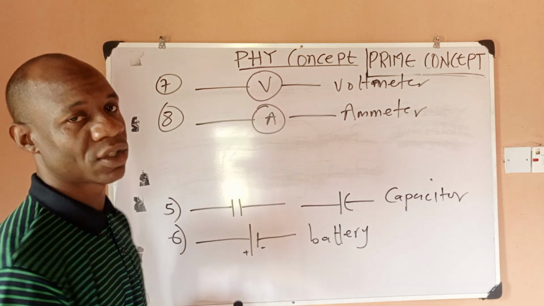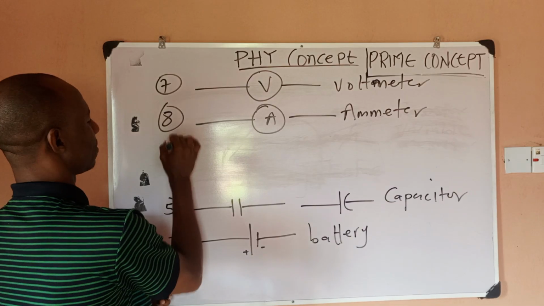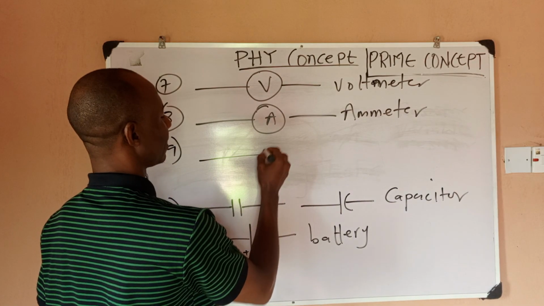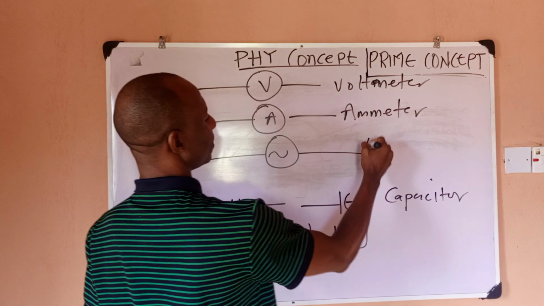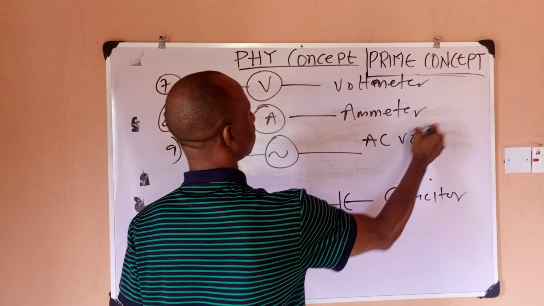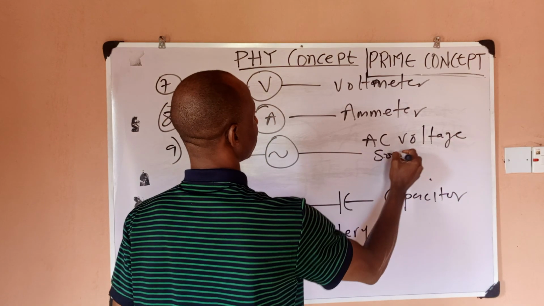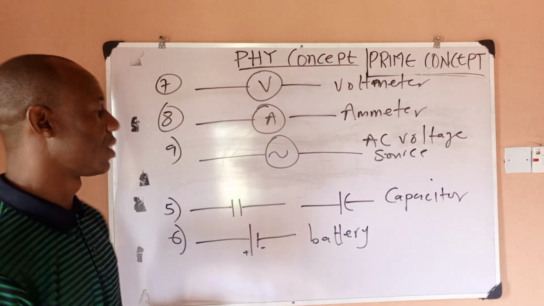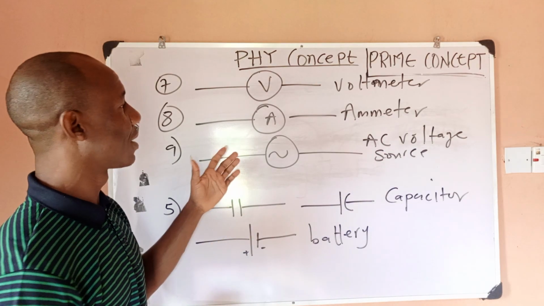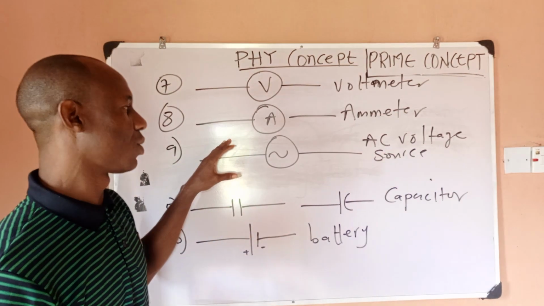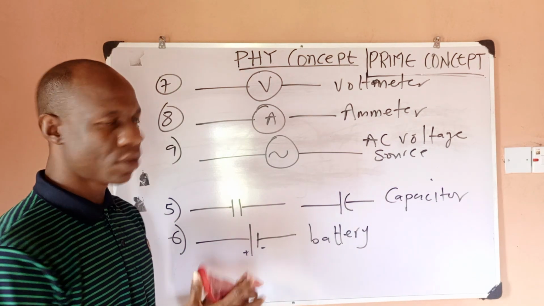We also have a source for alternating current. So we have number 9. If you have something like this, it simply means an AC voltage source. So this is an alternating voltage source. These are basic electric symbols in a circuit, and we'll be using these symbols, putting them together to draw some circuits.